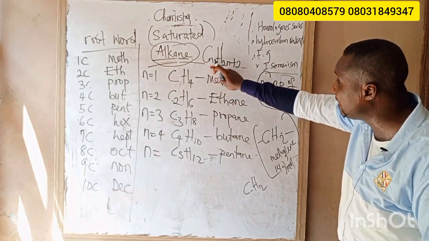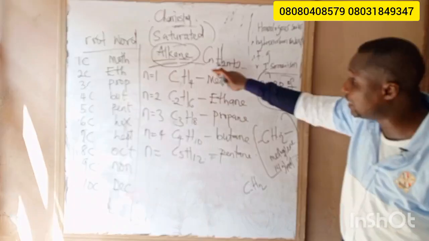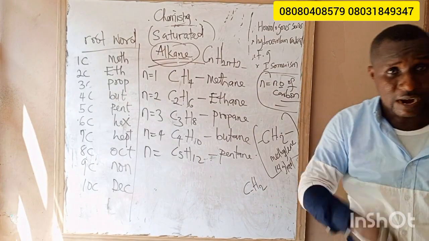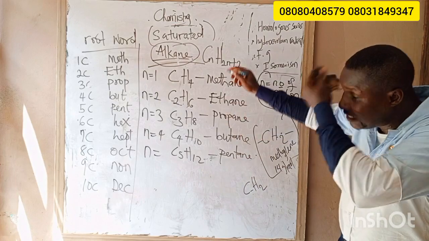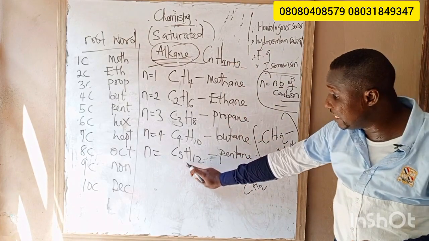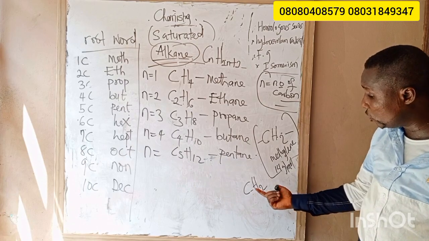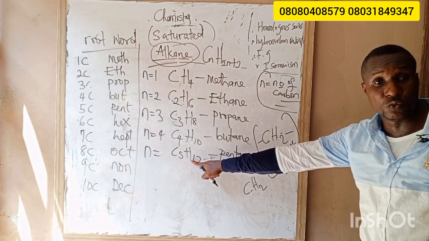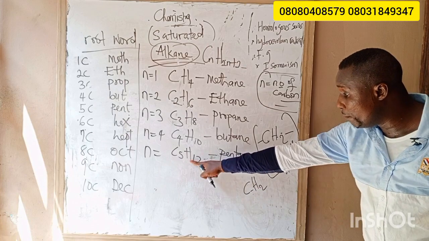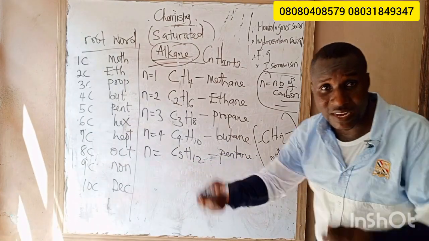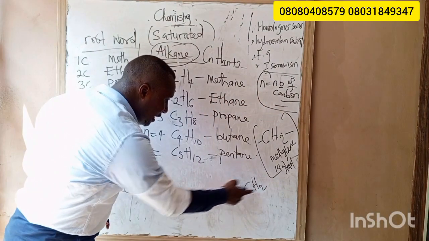Can you see they have the same general formula? The same general formula. That means it is a characteristic of homologous series. If I don't want to use this general formula to get the next member after pentane, what will I do? I'll just add CH2 to this one. Add this CH2 to pentane, I will get the next one. Add CH2 to that one, you will get the next one.